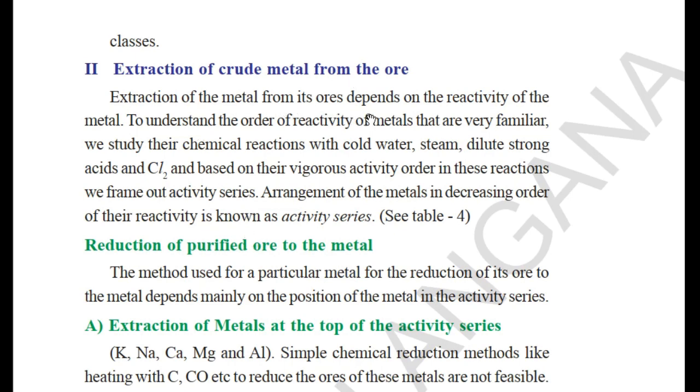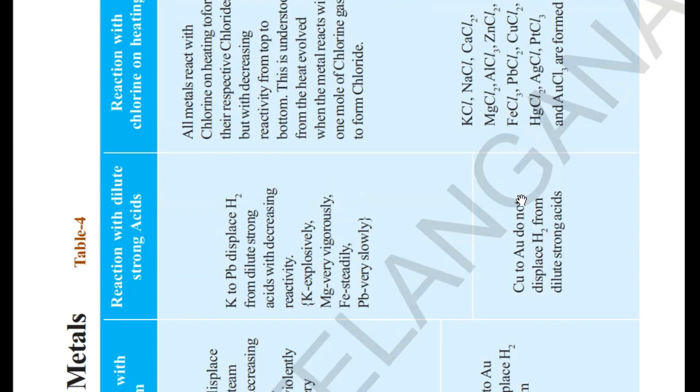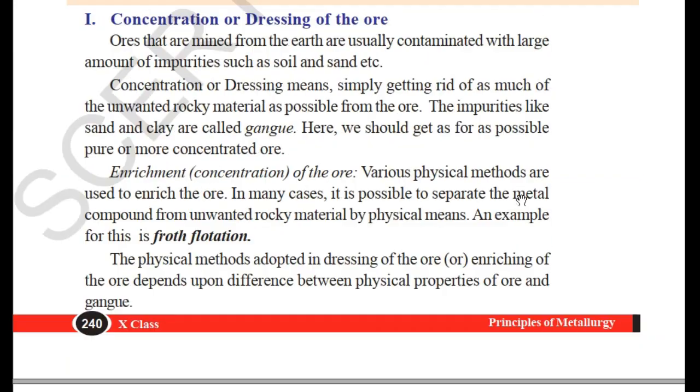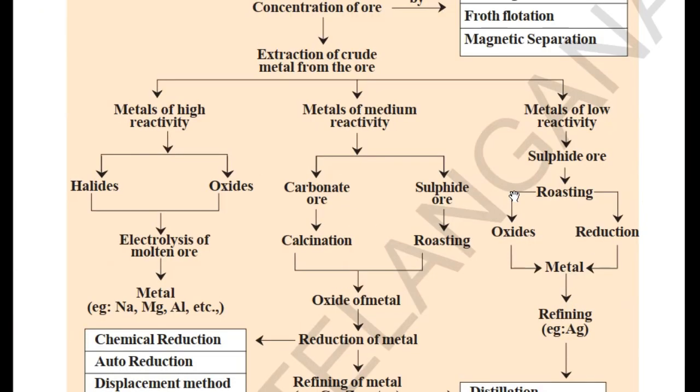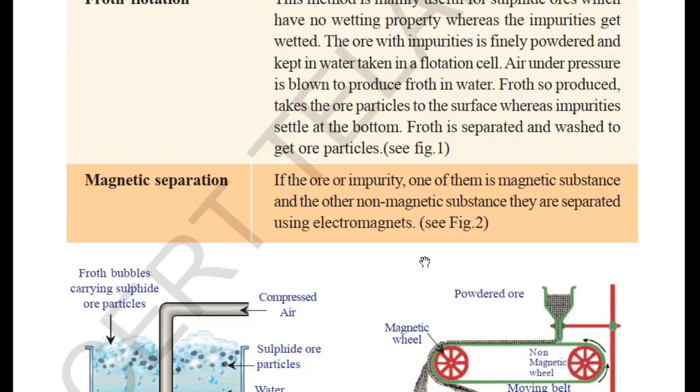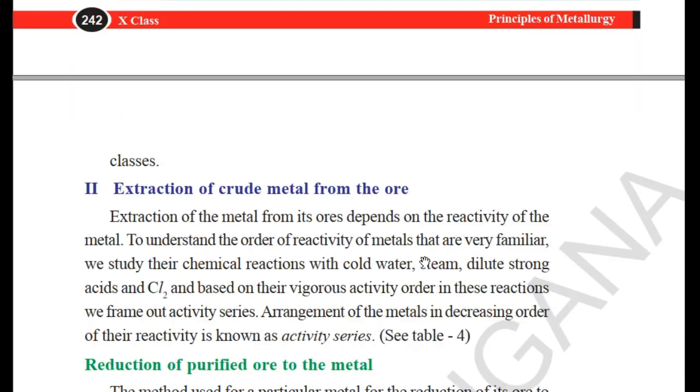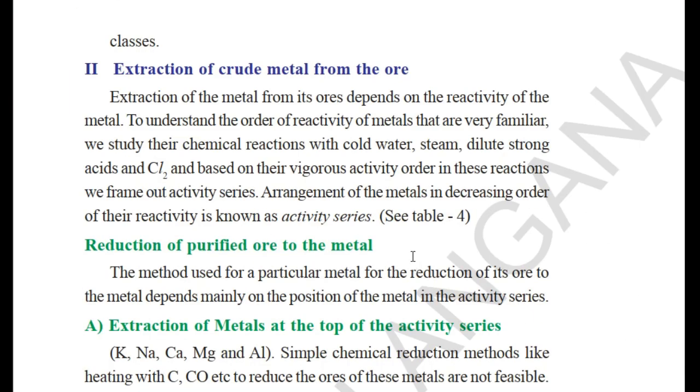Extraction of metals from the ore depends upon the reactivity. As we know, in the tree diagram we have also seen that we have three types of metals: highly reactive, medium reactive, and low reactive. For highly reactive metals, we will be using the electrolytic method, and after that we have a reduction.